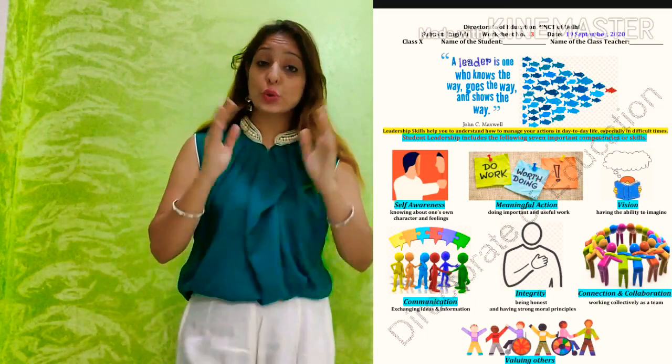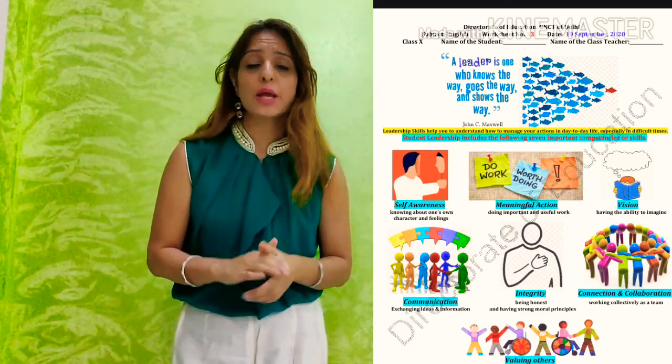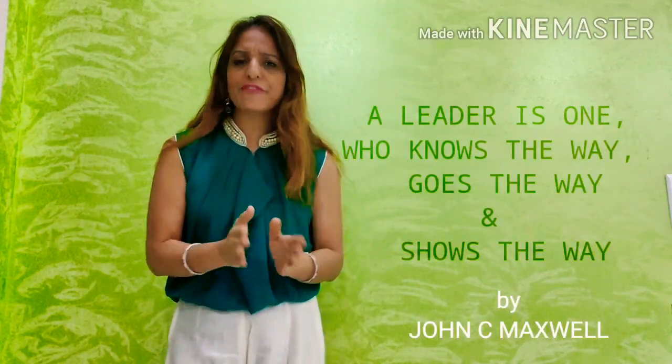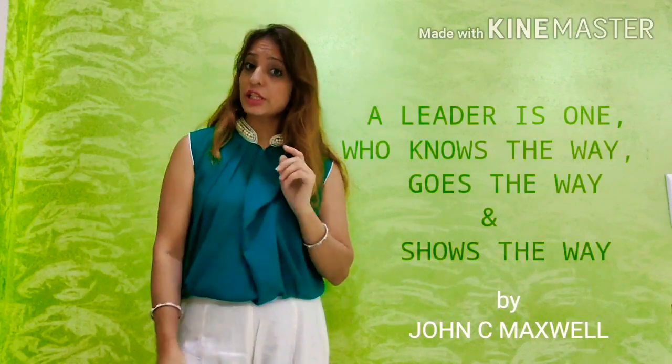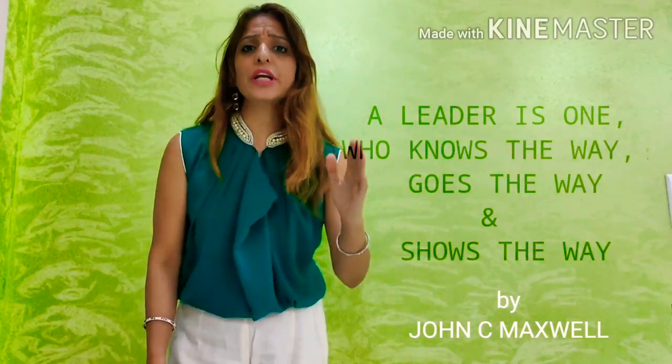Here is the worksheet number 33 by DOE of class 10, subject English, date 19 September 2020. Here on the top of the worksheet, you can see the definition of a leader by John C. Maxwell. John Calvin Maxwell, an American author who has written so many books on the qualities of a leader. The definition goes like this: a leader is the person who knows the way, goes the way and shows the way.